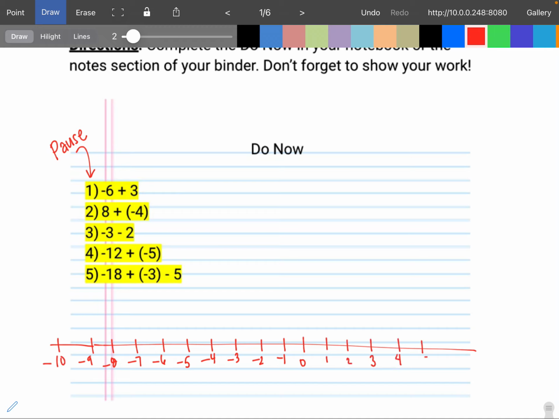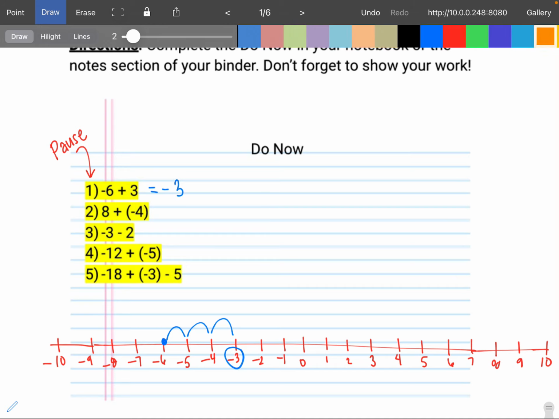So for example, in question 1, when we start with -6 plus 3, we know that we can add 3 moving right. So when we're adding a positive number, starting over here at -6, we're moving 1, 2, 3 spaces right, and we end up here at -3.